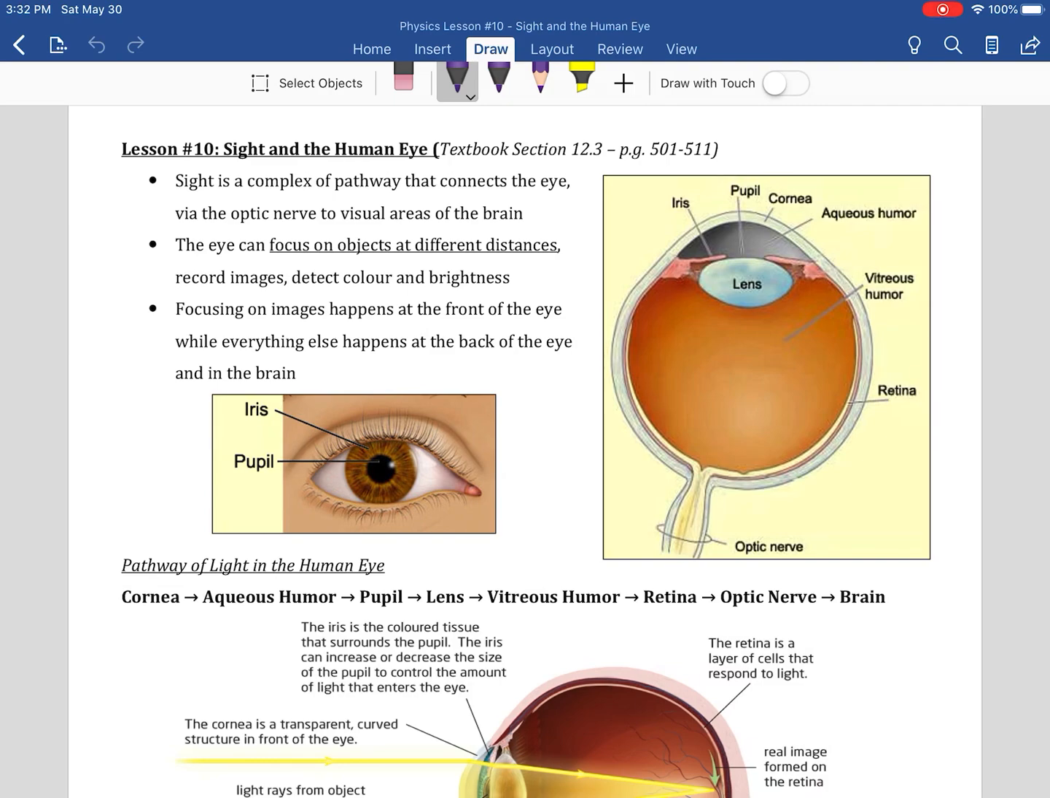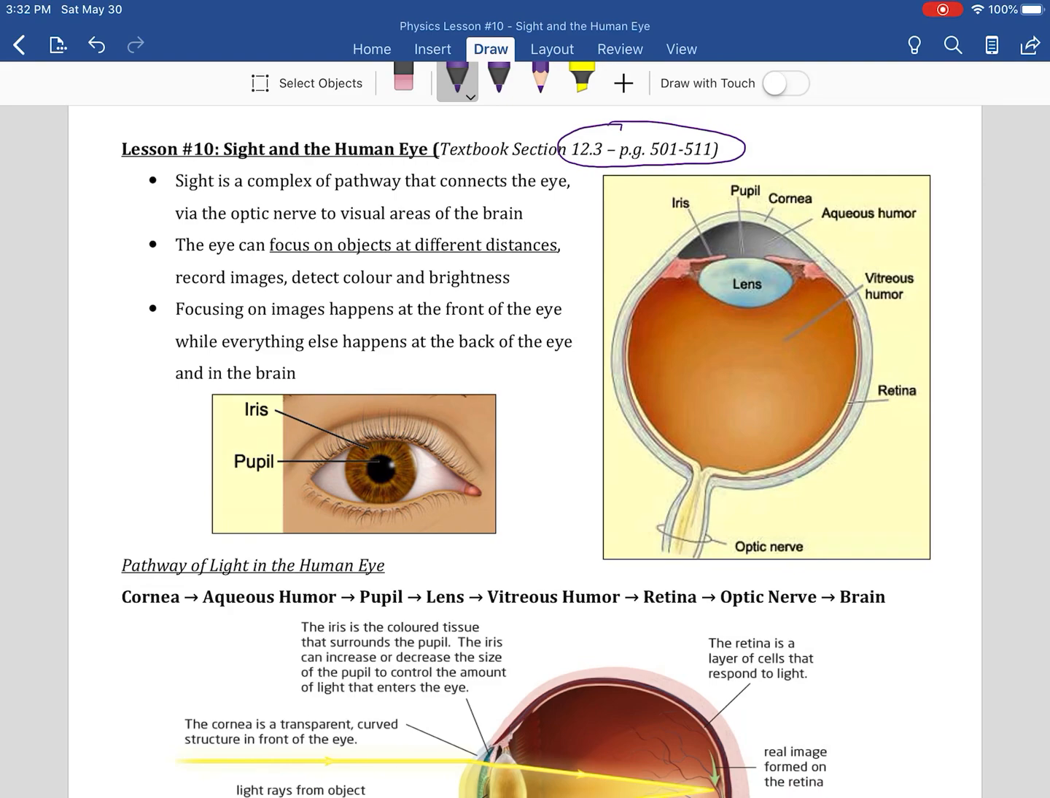But let's take a look at how we can correlate physics to biology. One of the main reasons why we're studying this in physics is because we can apply it to ourselves. So as usual, here's the textbook reference if you need more help. When we talk about being able to see, light hitting our eyes is not good enough, okay? We need to actually do something with that light.